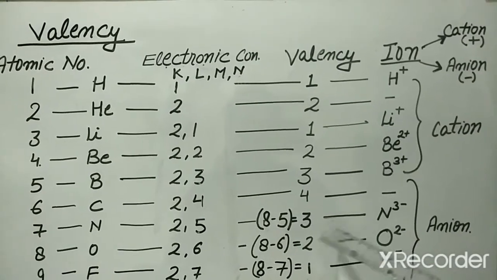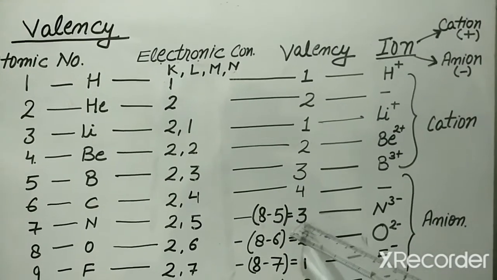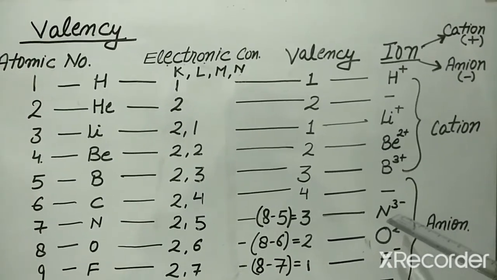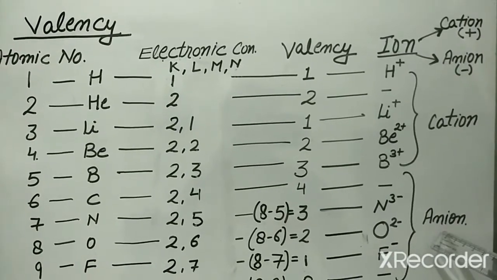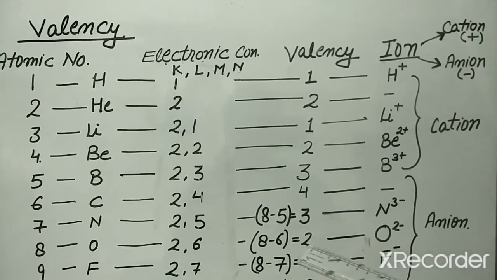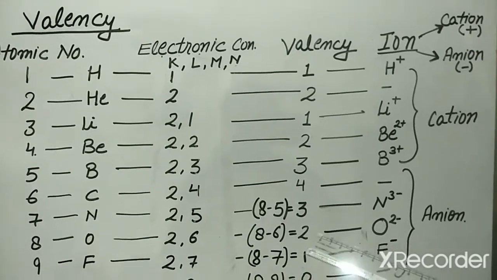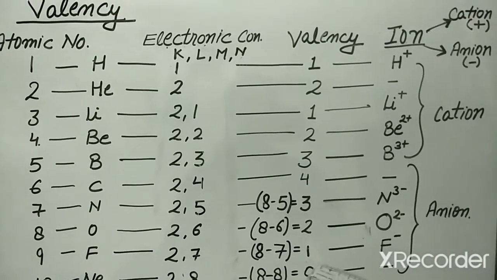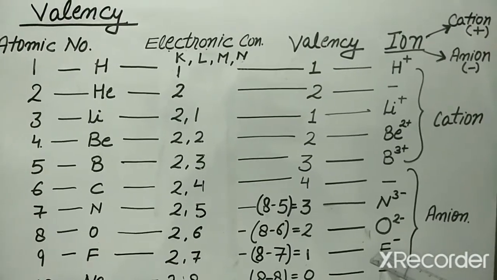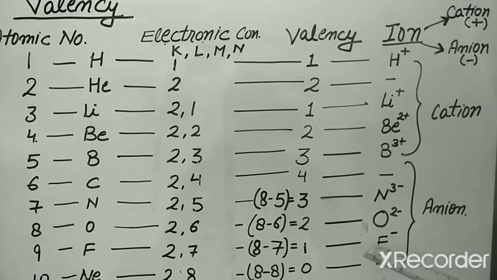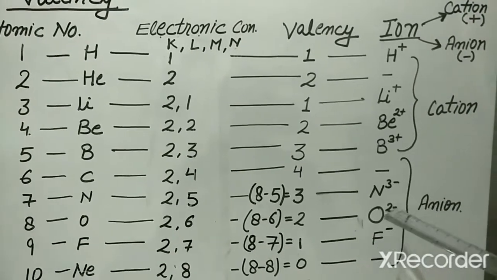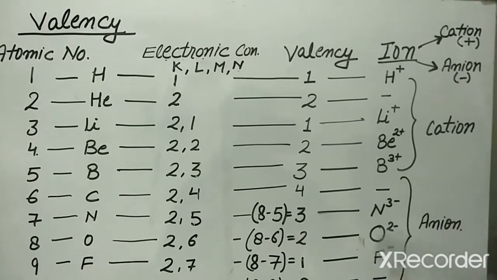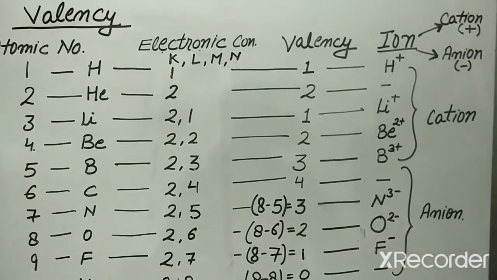But here you can see that nitrogen is gaining electrons from another element. So we write N3-, and the negatively charged ions are called anions. Similarly, oxygen takes 2 electrons from another element to acquire the noble gas configuration, to acquire 8. So O2-. Fluorine takes 1 electron, so we write F-. So positively charged ions are called cations and negatively charged ions are called anions.